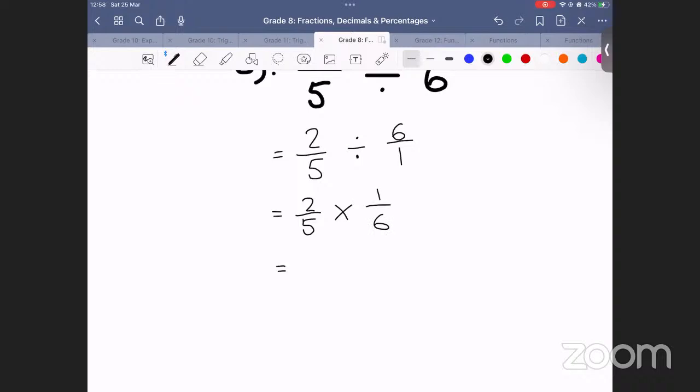And then you can simplify in a straight line. So 2 times 1, 5 times 6. 2 times 1 is 2. Or you can even simplify. So let's simplify. 2 goes into 2 1 time. 2 goes into 6 3 times. So I have now 1 times 1, which is 1. 5 times 3, which is 15.